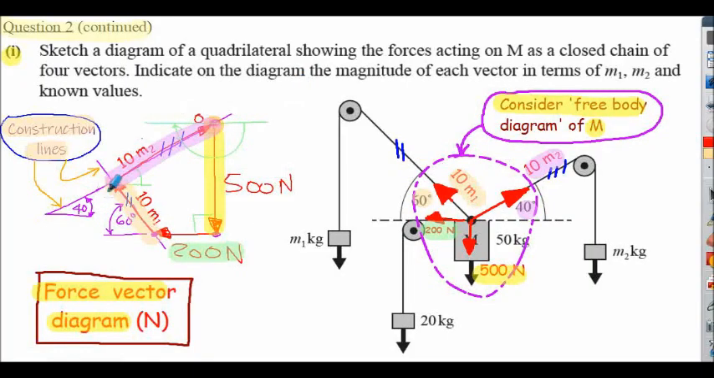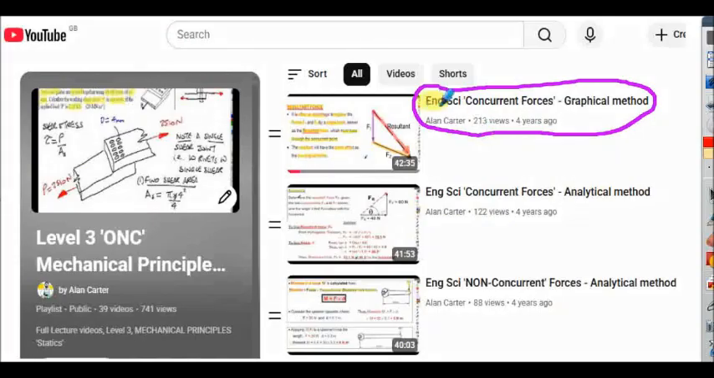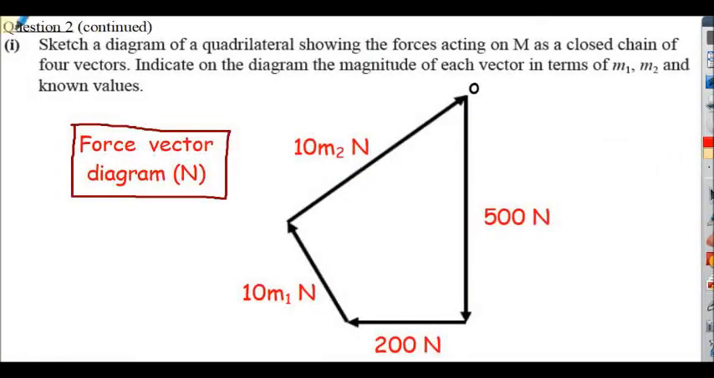If it was drawn to scale, of course, we could actually measure the lengths of the vectors to find the forces, but the question doesn't ask us to do that. For reference, we have a separate YouTube video on this channel that outlines how to draw vector diagrams using a graphical method. That provides background information as to the solution in this case. Question 2, part 1 continued. This just shows the completed vector diagram. As I said, if it was drawn to scale, you could literally measure this line and this line to determine the values of these vectors, and so the values of m1 and m2.